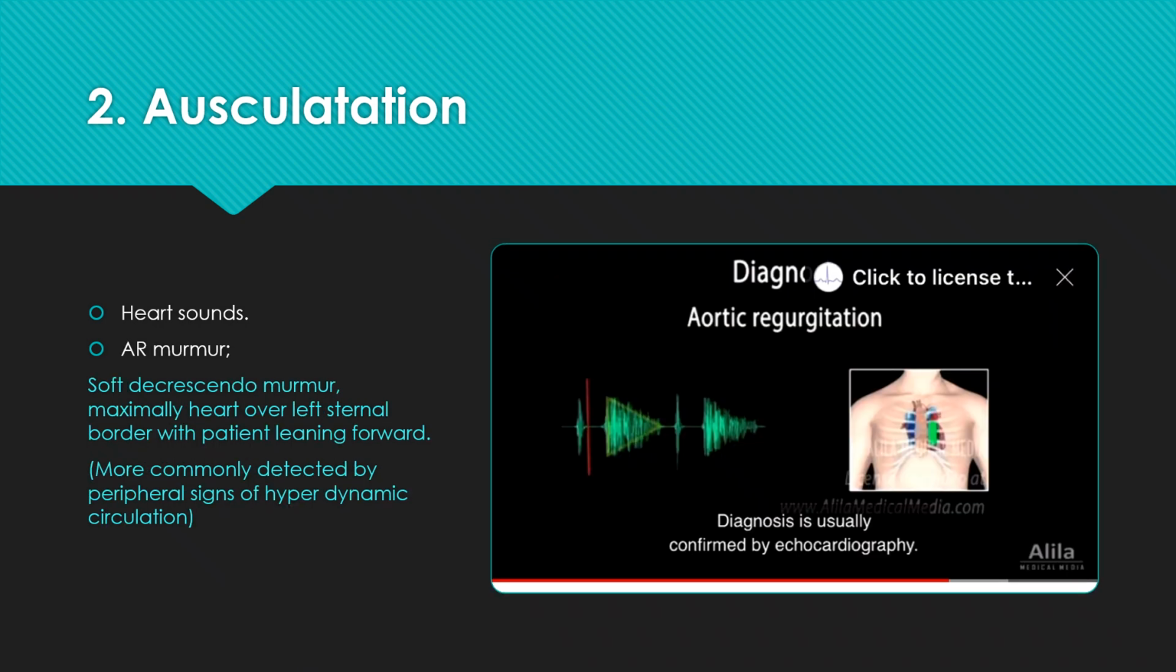One of the diastolic murmurs that can be heard is the aortic regurgitation murmur. A soft decrescendo murmur maximally heard over the upper left parasternal border and best heard with the patient leaning forward. Aortic regurgitation murmur is usually a low intensity murmur, and the lesion can be better detected by the presence of peripheral signs of hyperdynamic circulation.